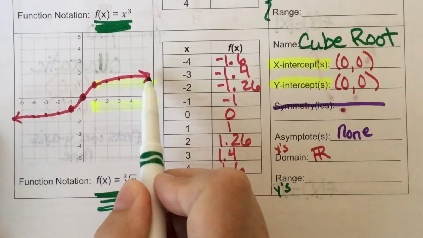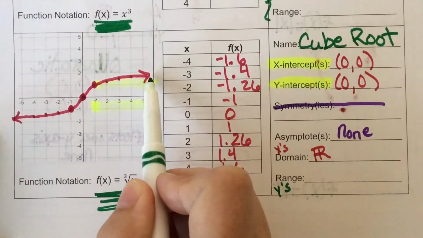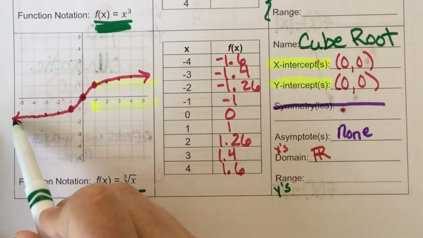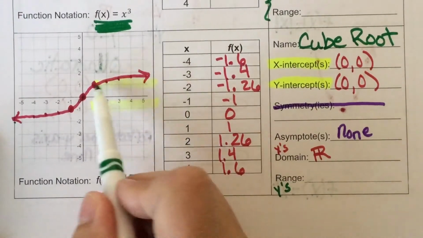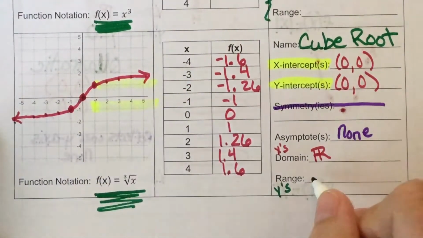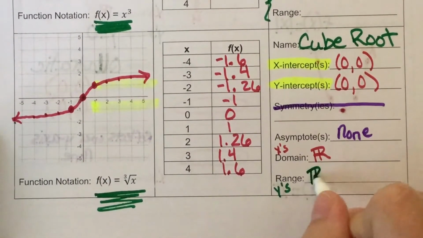So it's going to take you a really long time before you get into high y values or low y values, but you do keep going up and up, and you do keep going down and down and down. So the range is all real numbers.